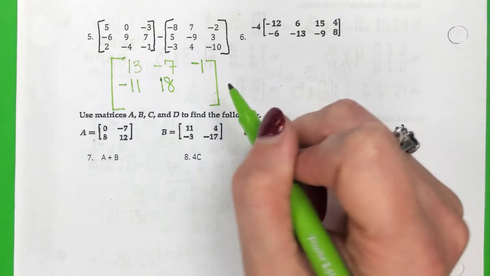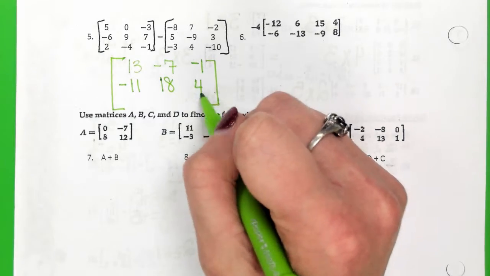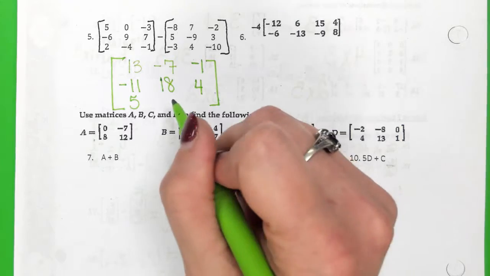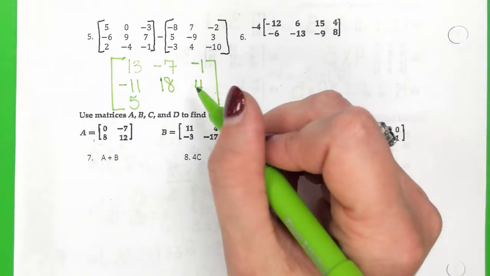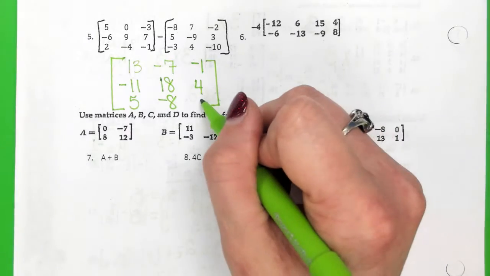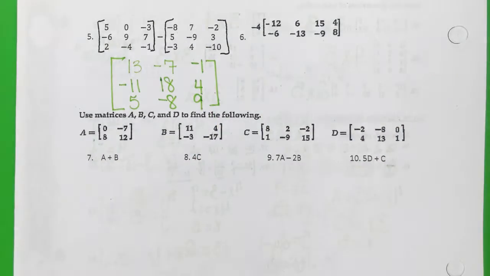Positive 18. What else? 4. Very good. Last row? 5. Yeah. Negative 8. Positive 9. Yep. You're all okay with that one? I think we got the hang of the calculator, right? So we'll take a break from that one for a minute.